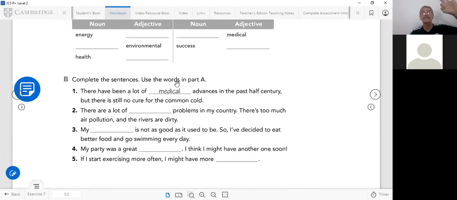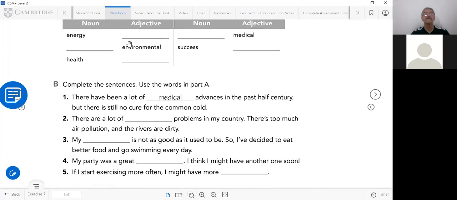Okay, so let's complete these sentences by using one of these adjectives or nouns according to the situation. Observe the first one. Can you read it, please? There have been a lot of medical advances in the past half century, but there is still no cure for the common cold. You see, the most convenient here is medical, right? Medical advances. It's the most convenient according to what we can read.